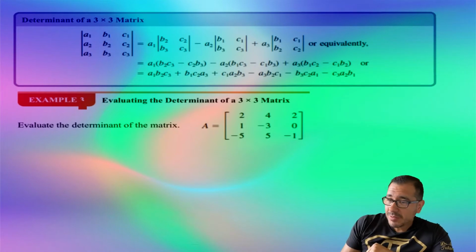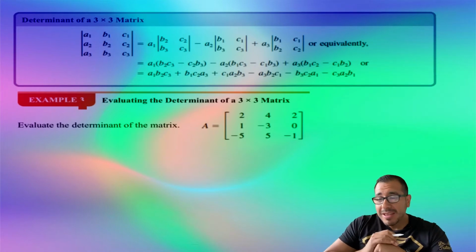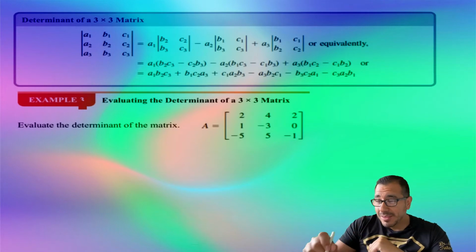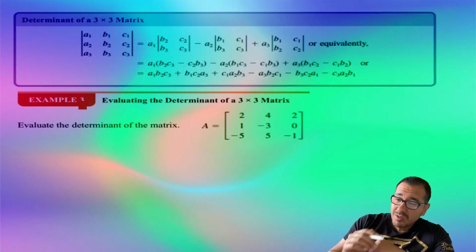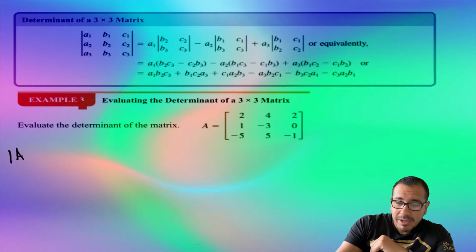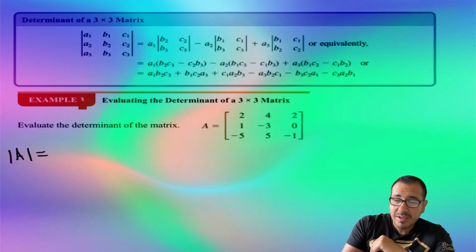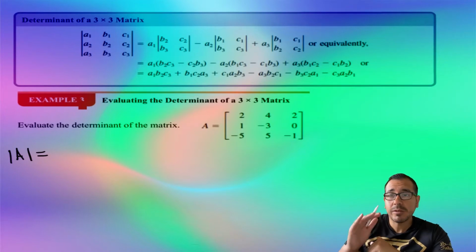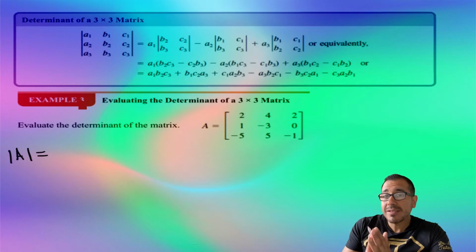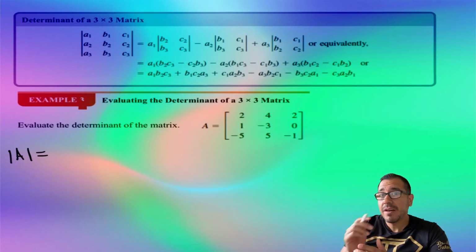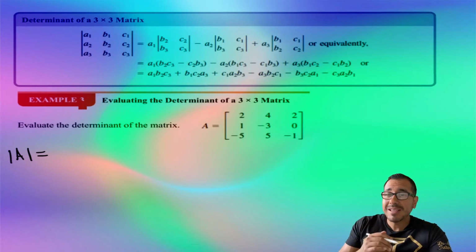For this example, we want to find the determinant of this 3x3 matrix. First things first, let me make sure I tell my audience that I'm finding the determinant. This is the notation, these vertical bars, telling us we're going to find the determinant. What I need you to remember is how to find the determinant of a 2x2 matrix. If you forgot how to do that, just watch the video linked down below.